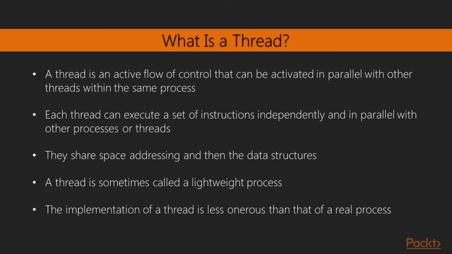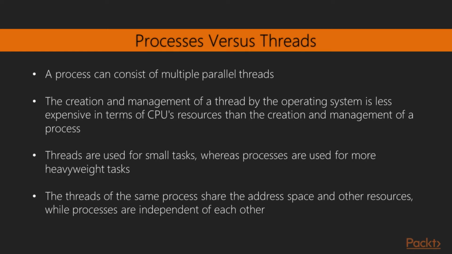However, being different active threads within the same process, they share address space and then the data structures. A thread is sometimes called a lightweight process because it shares many characteristics of a process, in particular the characteristic of being a sequential flow of control that is executed in parallel with other control flows that are sequential. The term light is intended to indicate that the implementation of a thread is less onerous than that of a real process. However, unlike processes, multiple threads may share many resources, in particular address space and then the data structures. Let's take a look at a few differences between processes and threads.